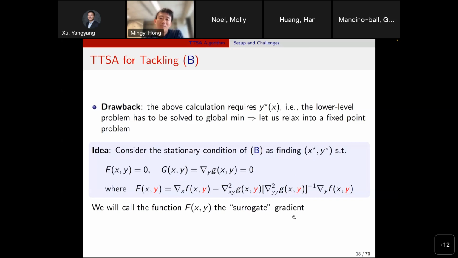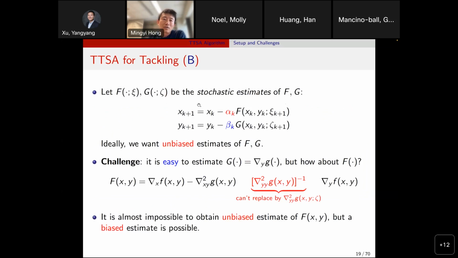Okay, if I can find x and y such that these are true, then we're finding a so-called stationary solution of the system. Okay, so in this way, we call f a surrogate gradient for the entire problem, because f itself is not really the gradient, right? So the true gradient has to be evaluated at y star. Here it's evaluated at an arbitrary point y. So this is not the true gradient for the original problem, but we call it a surrogate gradient. Okay. All right. So then can we not just directly apply the so-called two-time scale algorithm and write things like this?